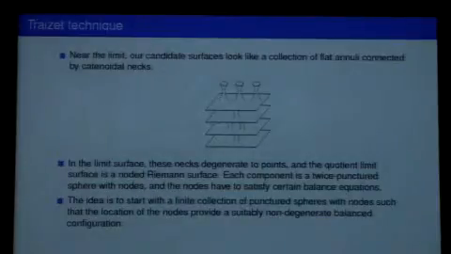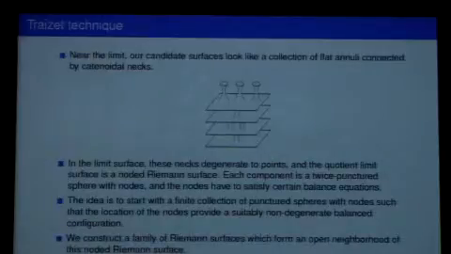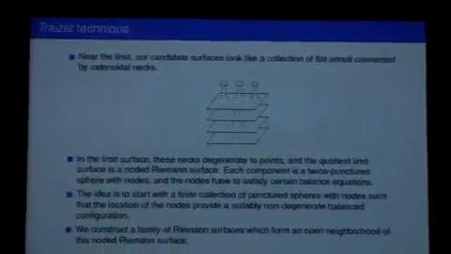So the idea is to start with a finite collection of punctured spheres with nodes such that the nodes satisfy a suitably non-degenerate balance configuration, then construct a family of Riemann surfaces in a neighborhood of the noded surface.